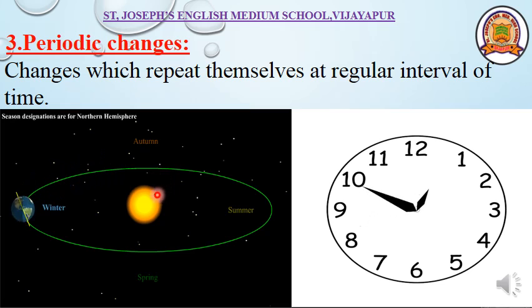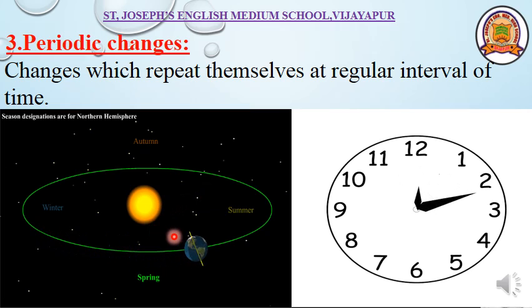Rotation of the earth. Revolution of the earth. Day and night. We have exactly 12 hours of night and 12 hours of day. Right? It is the reason of rotation of earth and also revolution of earth.